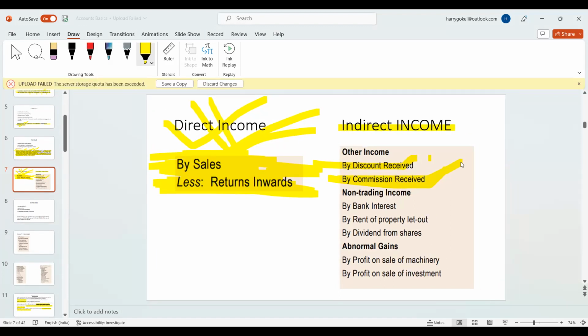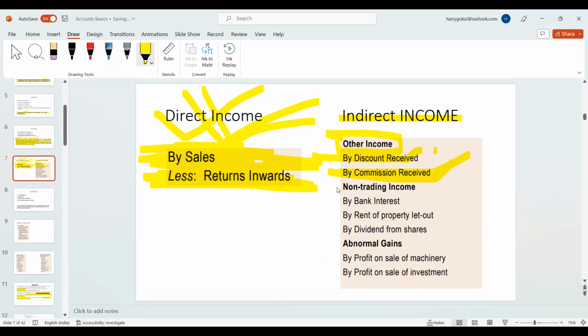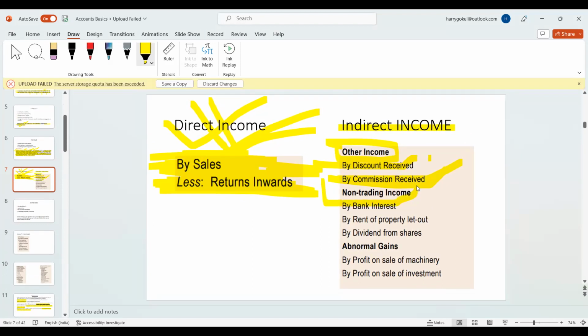It may be anything. Don't ask why you are saying only those stuffs. Anything, commission. Those are called other income classifications. And one more thing is called non-trading income.